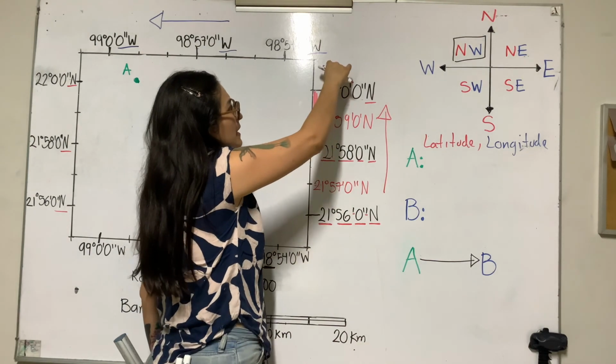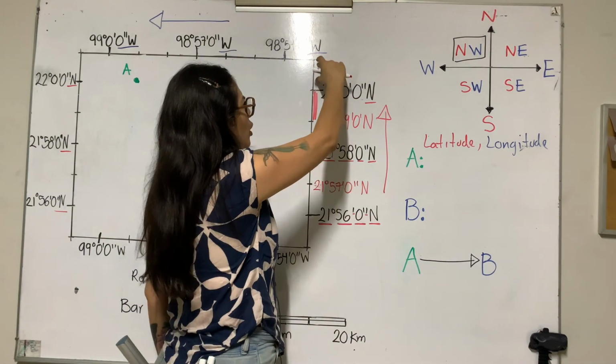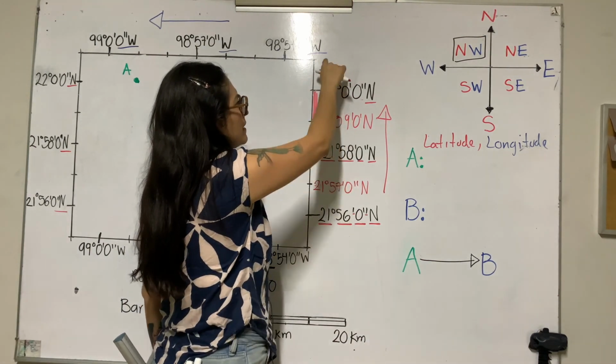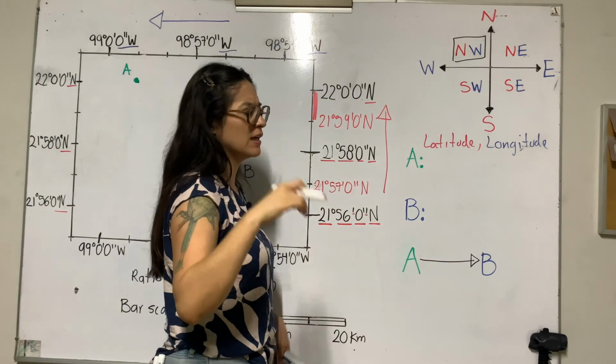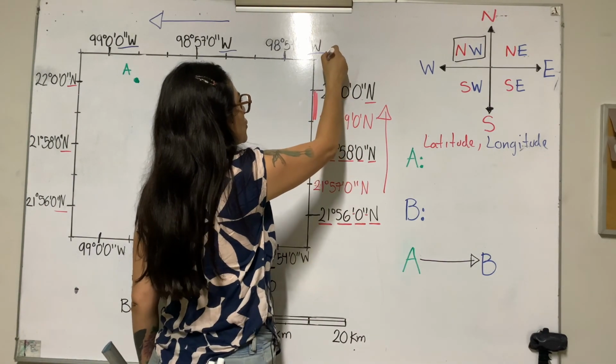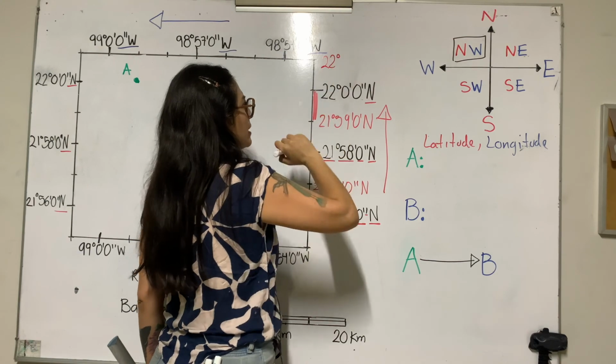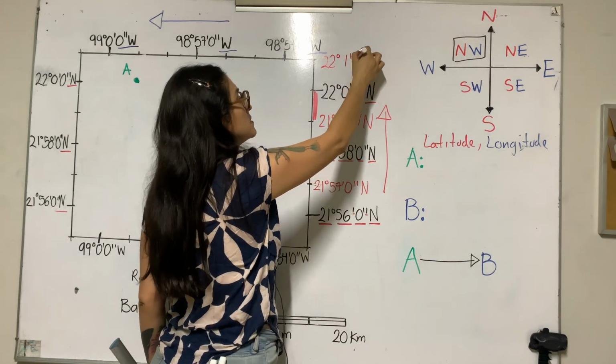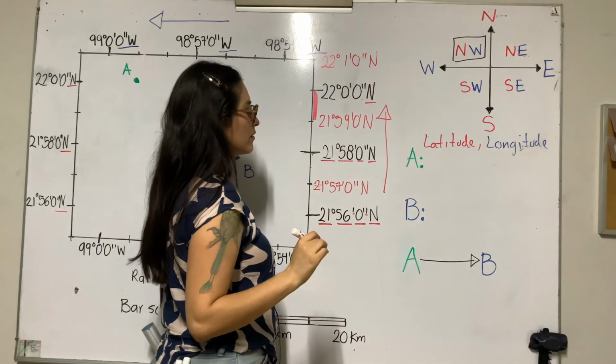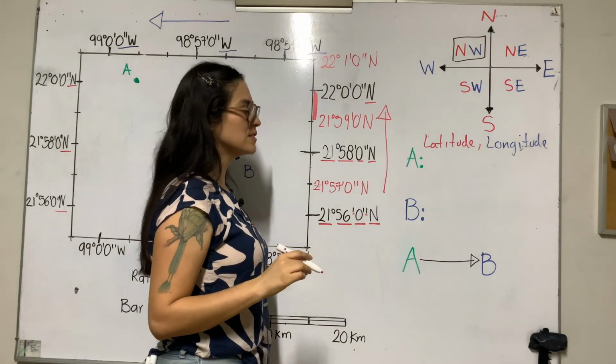So what could be the next one? The next one, all of this segment, even though I don't have the number here, I can infer this information. So this would be 22 degrees, 1 minute, 0 seconds going north, right? So that is for latitude.